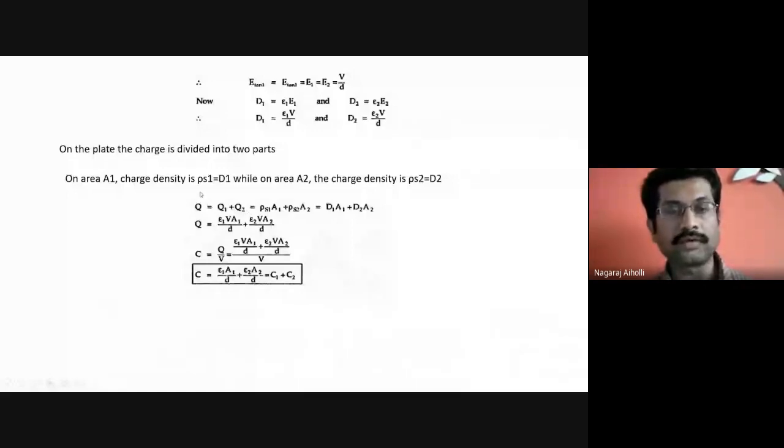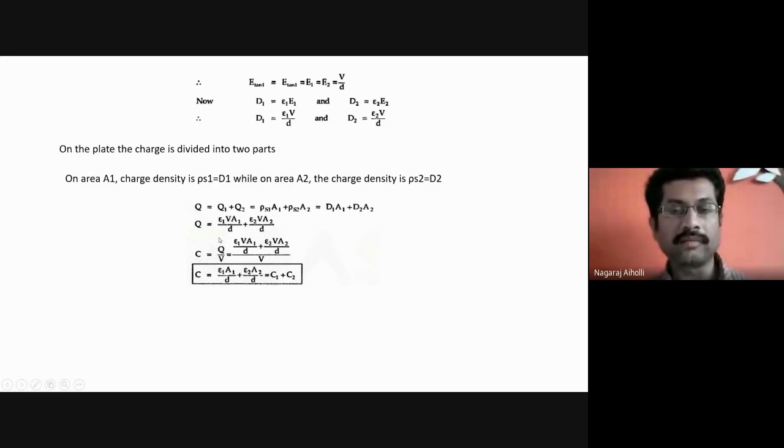Q1 is how much, friends? We know the equation for Q in terms of surface charge density. That is, surface charge density rho S is given by Q by A. Correct? Rho S is equal to Q by A, or Q is equal to rho S into A. So here, Q1 is rho S1 into A1 plus Q2 is rho S2 into A2. Rho S1 is D1, so substitute D1 into A1, and rho S2 is D2, so substitute D2 into A2.